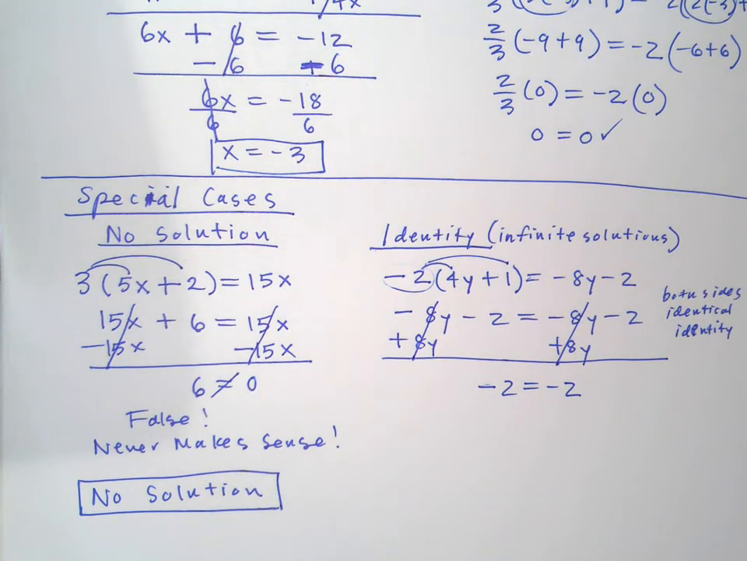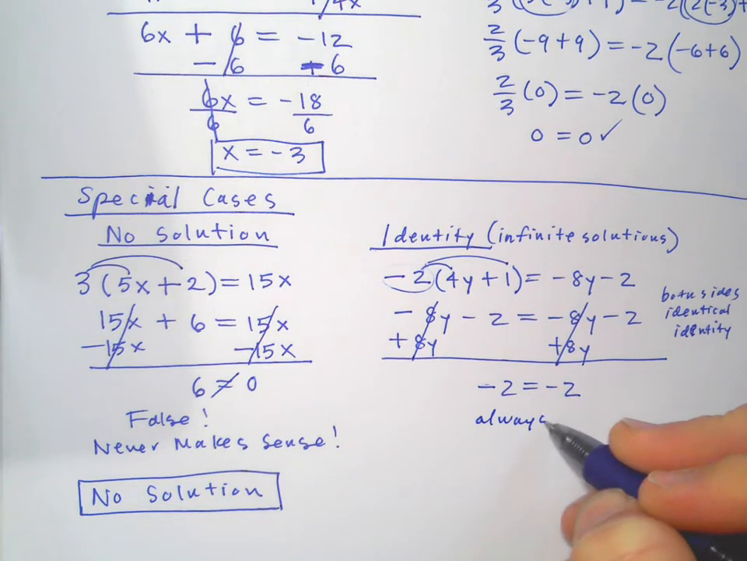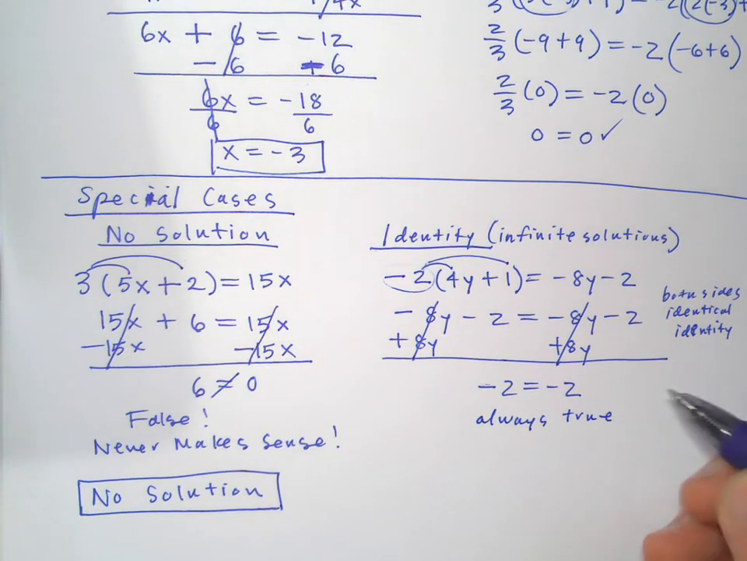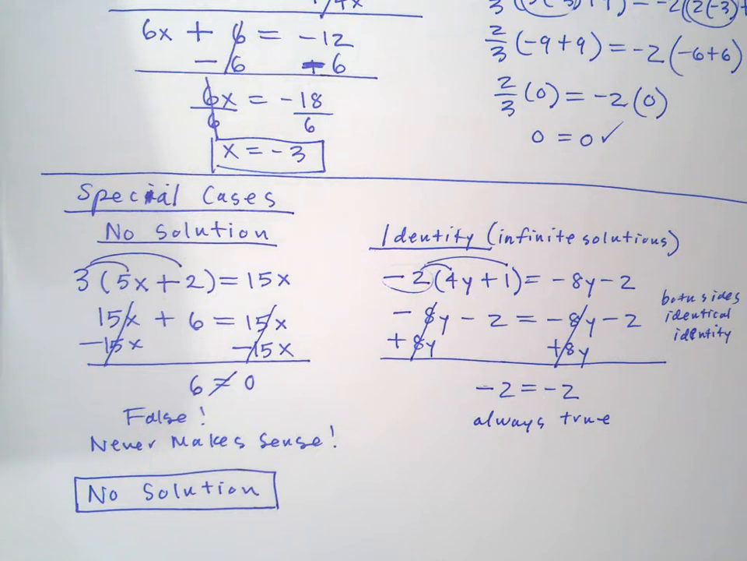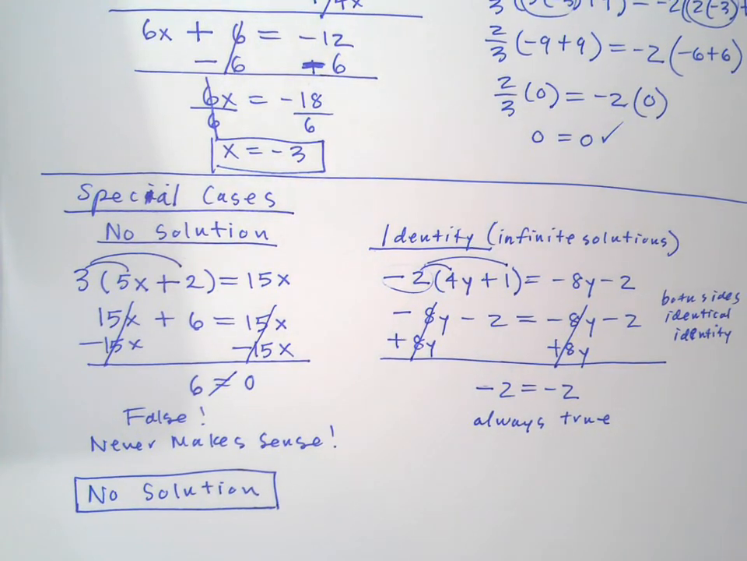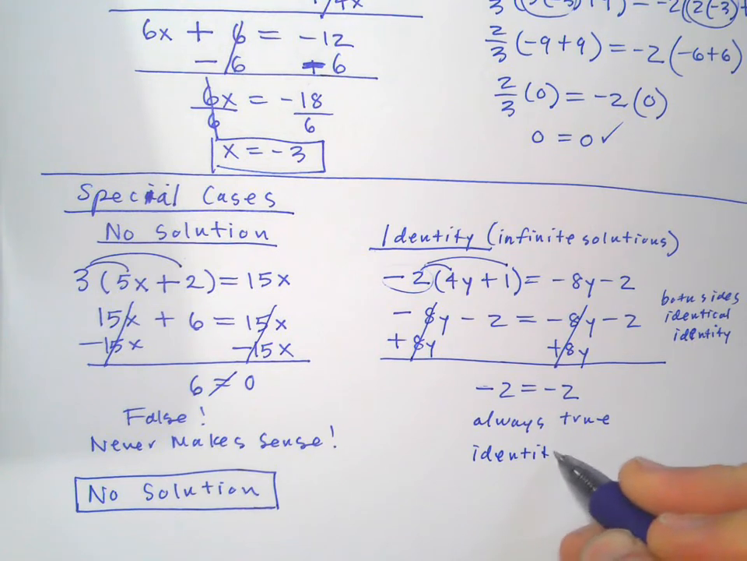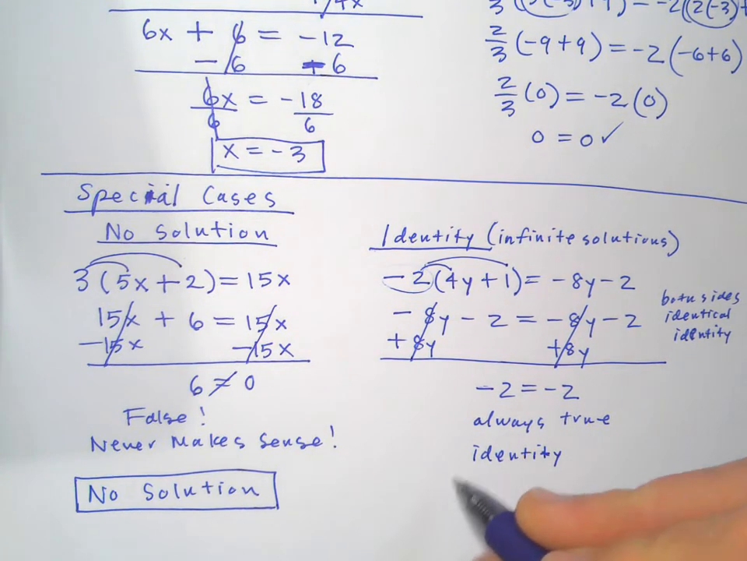That's what's going to tell you. -2 equals -2. Well, that's always true, right? This isn't something that you would have to write in the homework, the always true part. It's always true, which means no matter what you plug in for y, -2 will always equal -2. You can't pick a wrong y value. Any y value works. So that's identity. So I want you to write identity, but I also want you to write something that is a little more meaningful, probably.